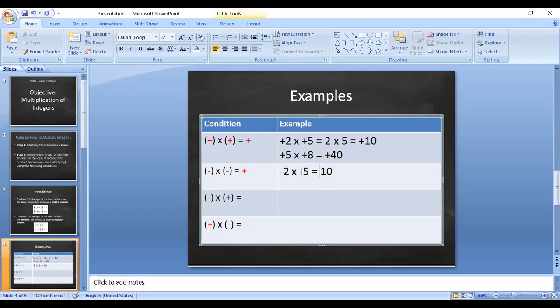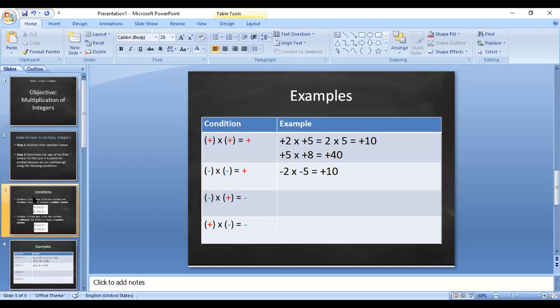स्टेप नंबर 2 क्या है? हमें अब साइन चेक करना है कि क्या साइन होएगा. यस. सो दोनों नंबर का साइन सेम है. अगर दोनों नंबर का साइन सेम है तो आंसर क्या होएगा? पॉजिटिव. सो माइनस मल्टीप्लाई बाय माइनस क्या होता है? प्लस. तो आंसर क्या होगा? +10. करेक्ट. यस.